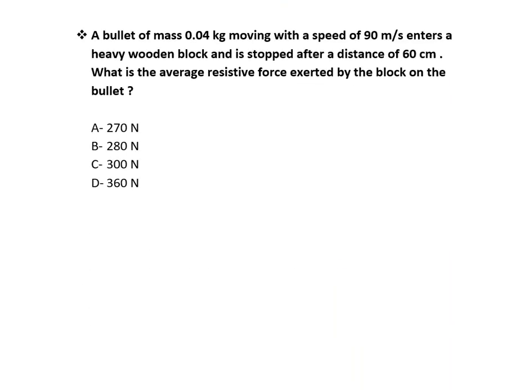Question number 4. A bullet of mass 0.04 kg moves with this much speed, hits a block, and stops at a distance of 60 centimeter. So it enters a block and after entering it, after 60 centimeter, it will stop. What is the average resistive force exerted by the block on the bullet? To find the force, our formula is F equal to ma. Okay, so m is already given. We have to find a.